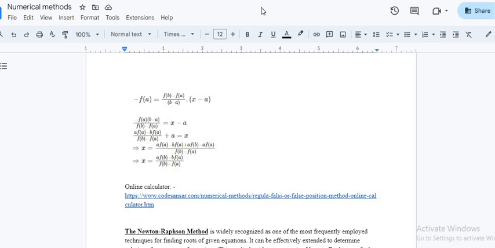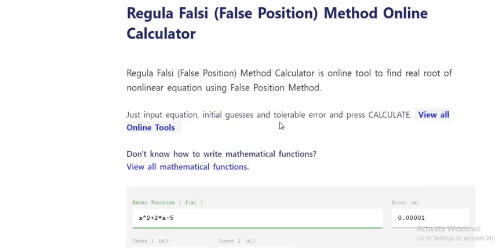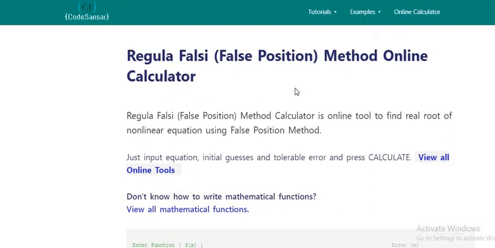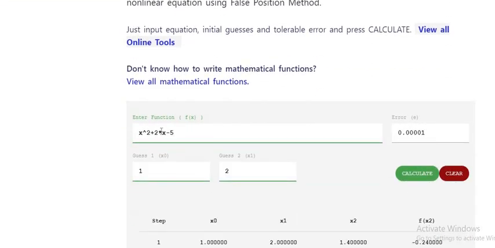Let me just check it by using a simple online calculator. Here we are going to use a Regula Falsi method online calculator. First you have to enter the function. We are assuming the simplest function. Here we have considered x squared plus twice x minus y. This is the function value f(x) or y you want to consider. This is equal to f of x.